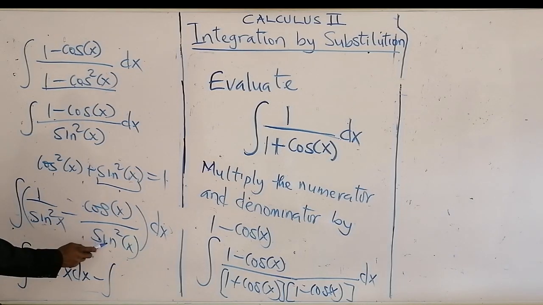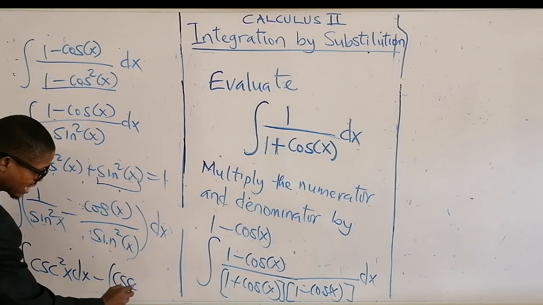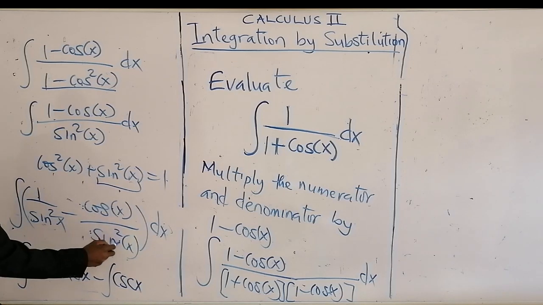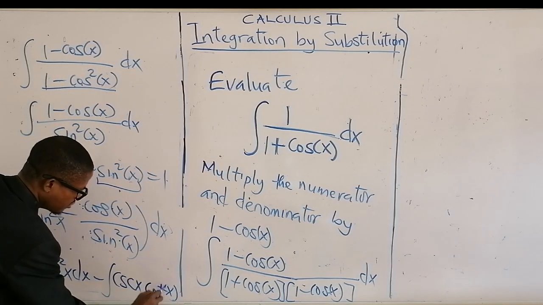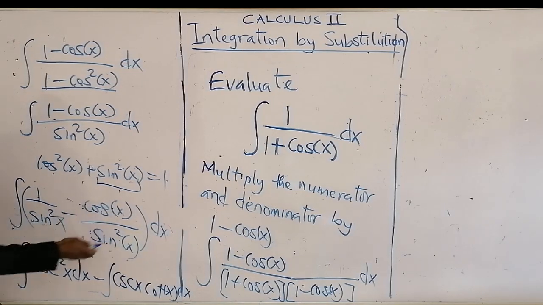1 over sine is cosec x, then times cos over sine, that's cot x dx. What we did in this case is that the integral of a difference of functions will be the integral of each of those functions. Integral of this, integral of this.